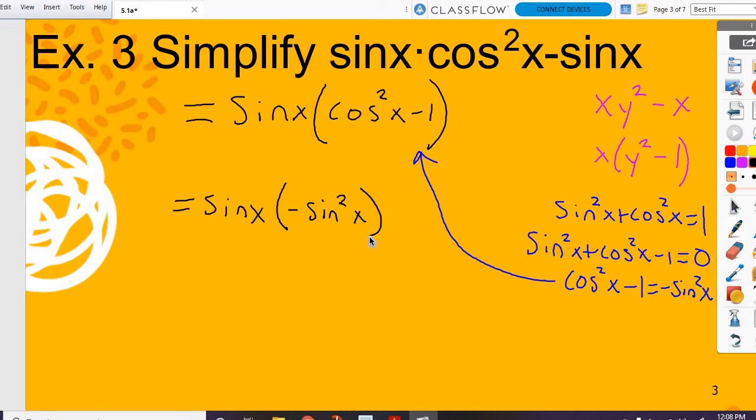And now it's just like normal multiplication, right? If I have an x times an x squared, I end up with x to the third. So if I have a sine times a sine squared, we end up with sine to the third, but because our second one is negative, it will be negative sine to the third. And that's much simpler than what we started with, right? Now we only have one trig function instead of two, and we got rid of both the multiplication and the subtraction. Does that kind of make sense?